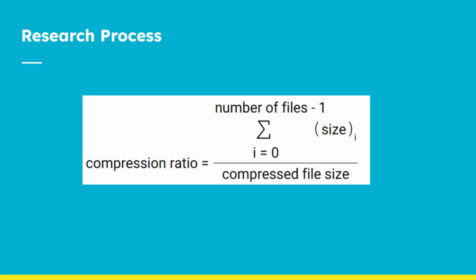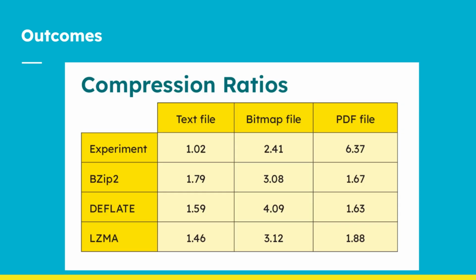To determine the experimental method's efficacy, I compared the ratios to those of 3 popular compression methods: bzip2, deflate, and LZMA. The experimental method achieved compression with all of the tested file types. With a ratio of 1.02, the compression achieved on the text files would probably not be considered worth the computation. The experimental method did well with bitmap files, but it was not as good as bzip2 or LZMA. The compression ratio for the PDF files was much higher than I expected.